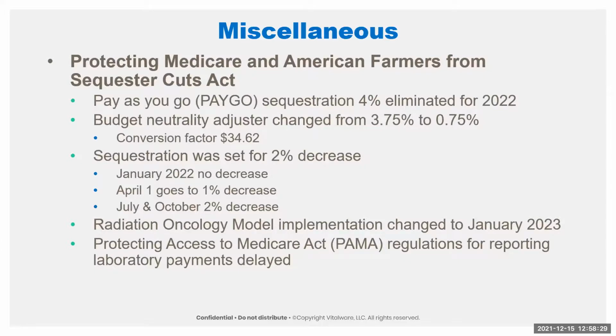So I'm still kind of waiting to see what comes out, because also the sequestration was set for a 2% decrease, and they've kind of delayed that. So January 2022, there will be no sequestration decrease, but April 1st, they are going to put in a 1% decrease. And then for July and October, a 2% increase. The radiation oncology model implementation was changed to January of 2023 to give another year for getting used to that. And then some of the Protecting Access to Medicare Act regulations for reporting laboratory payments was delayed for another year.